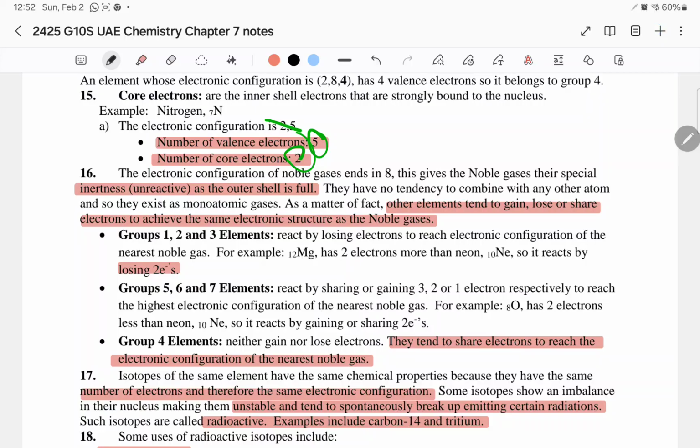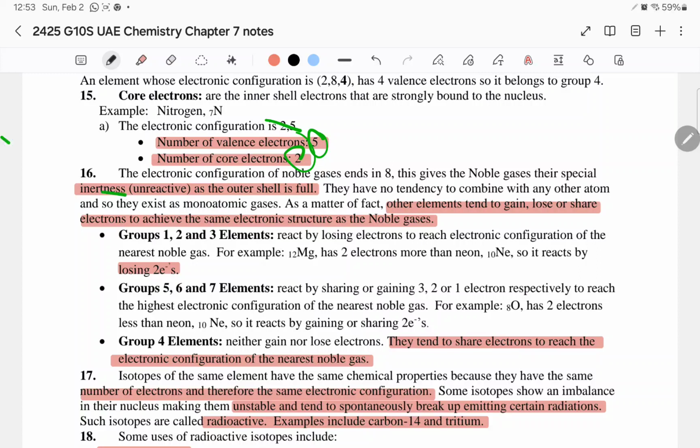Now, the electronic configuration of noble gases always ends in 8. If it doesn't end with 8, unless it is He, it is not a noble gas. He is the only one that does not end with 8 because it only has 2 electrons. And we know that all the elements are trying to be like noble gases. So they either give away their electrons, they take electrons from other elements, or they share electrons, and so on.